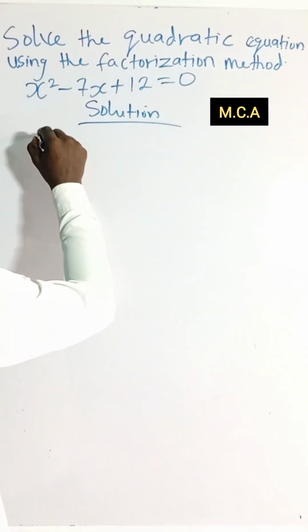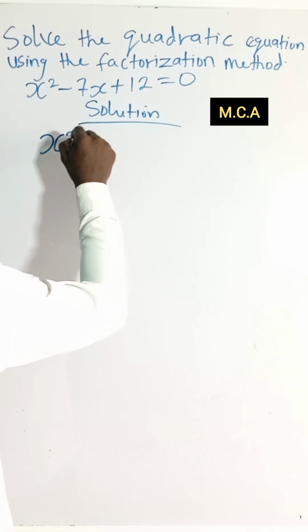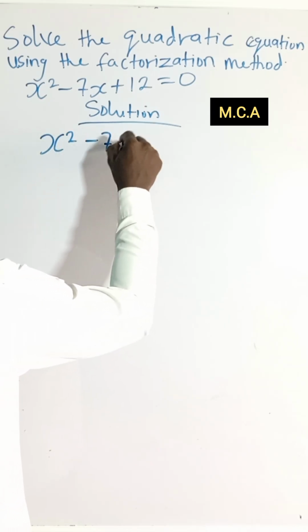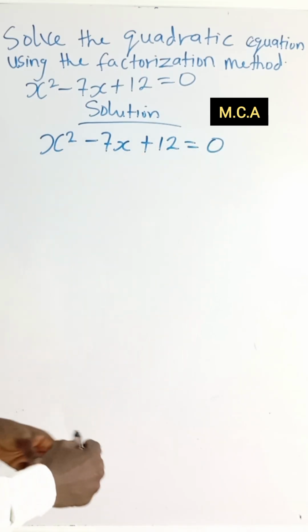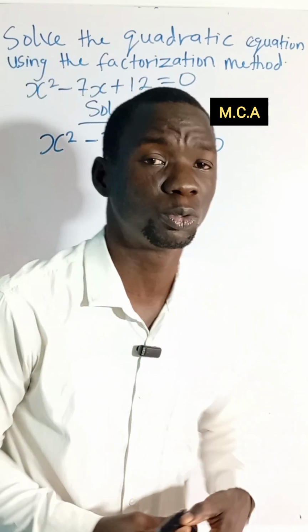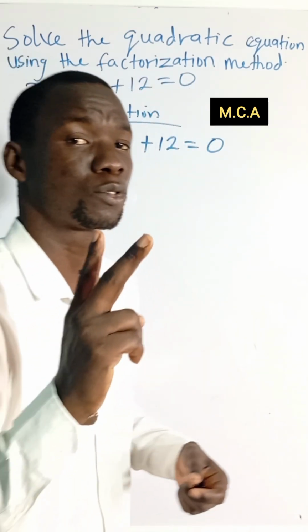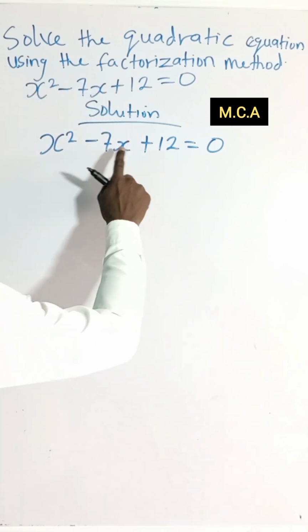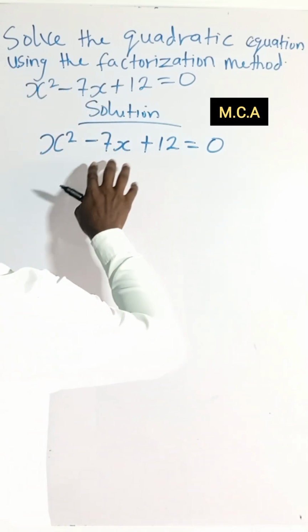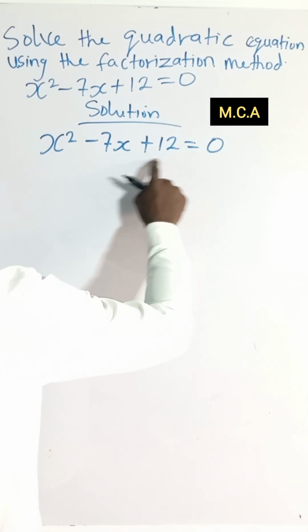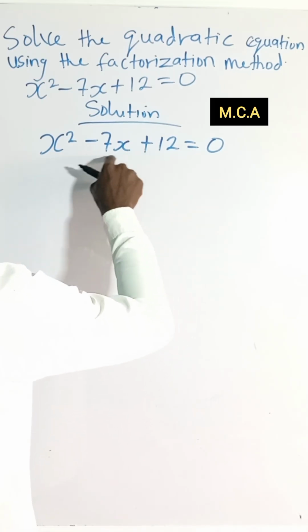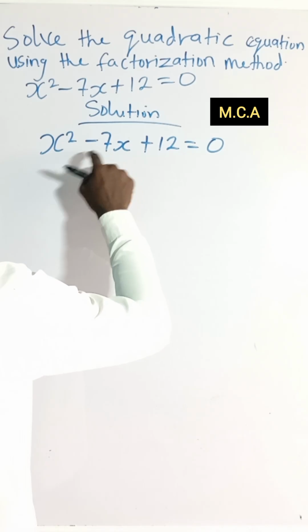We already have the equation to be x squared minus 7x plus 12 equals 0. So in this situation, what you would do is look for two numbers. When you multiply those two numbers, it should give you 12, and when you add or subtract them, it should give you minus 7.